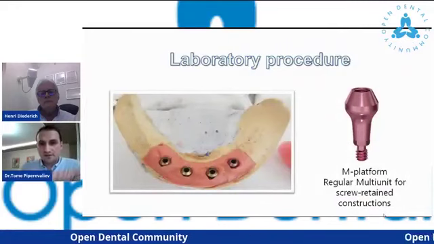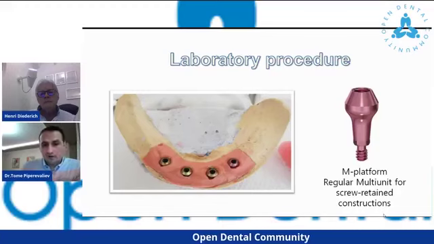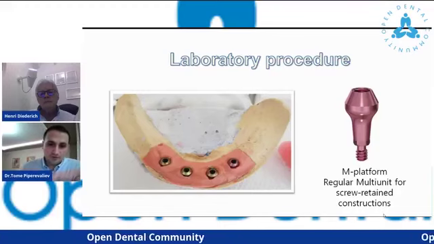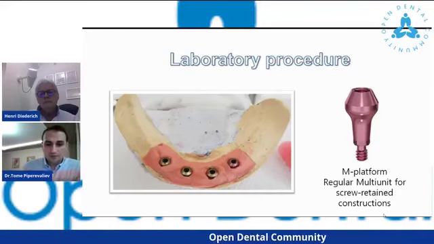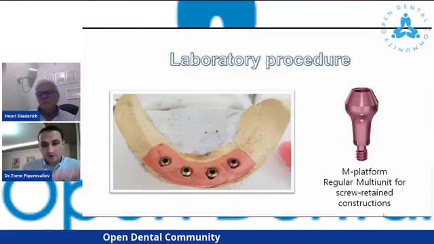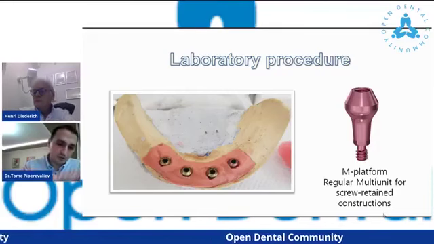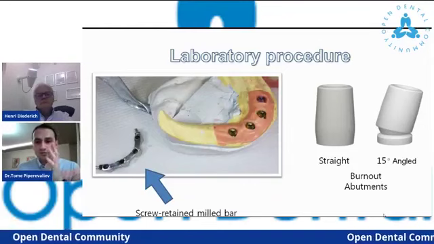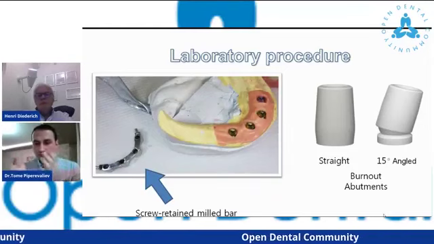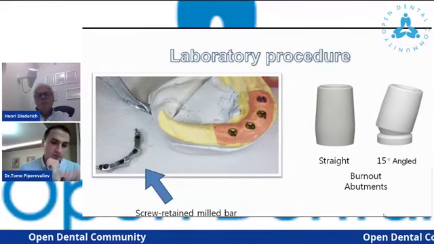And here is the final cast with multi-unit abutments. Later, I will say a few words and give some information about the multi-unit abutments used for screw-retained constructions, while I present the fixed prosthodontic constructions. On the final cast, the dental technician used straight or angled burnout abutments to produce the screw-retained milled bar.